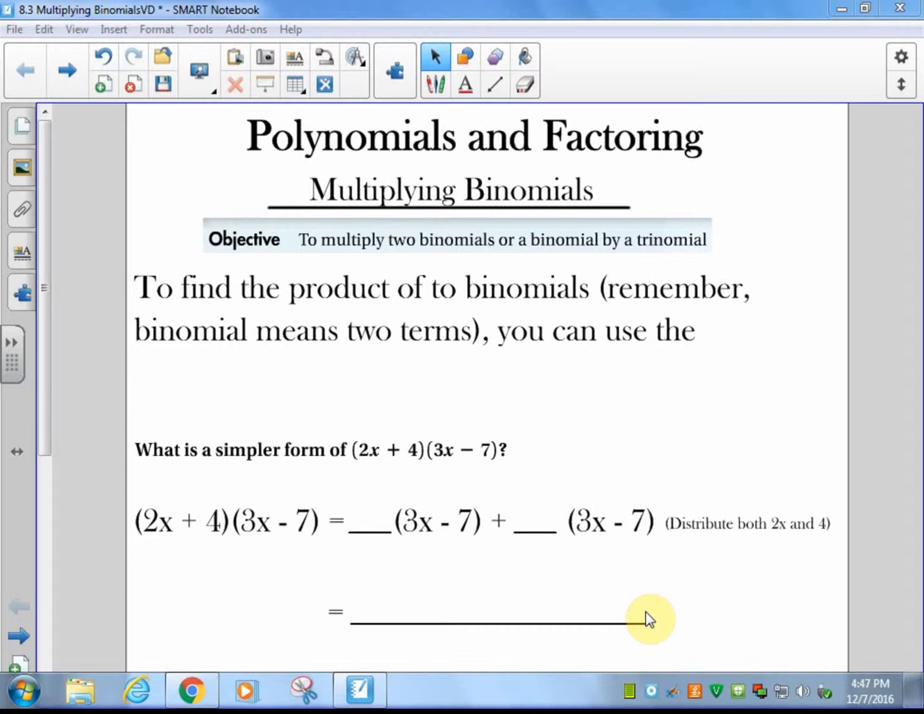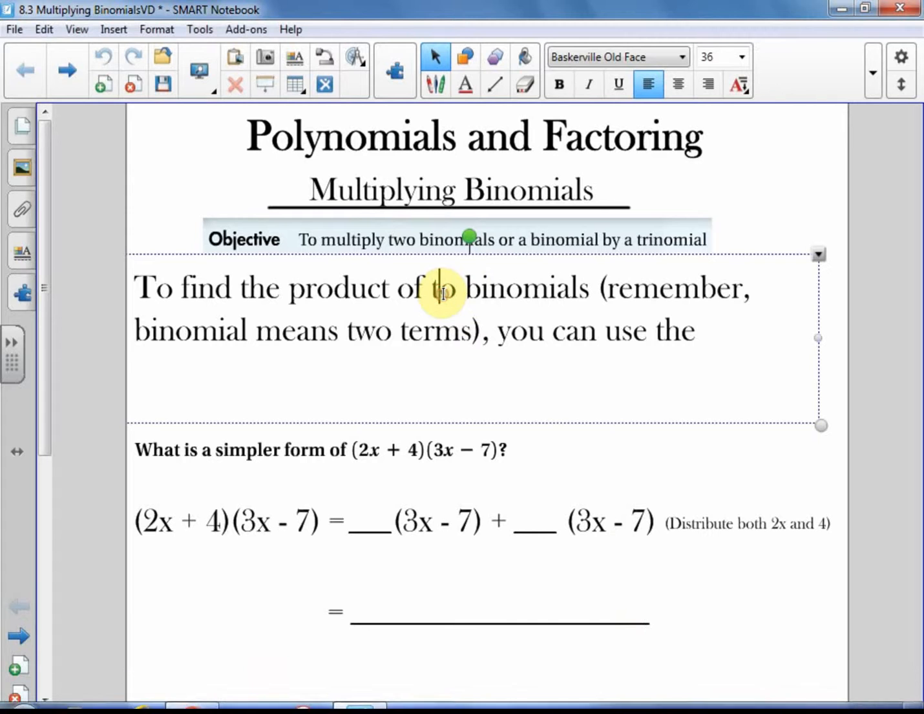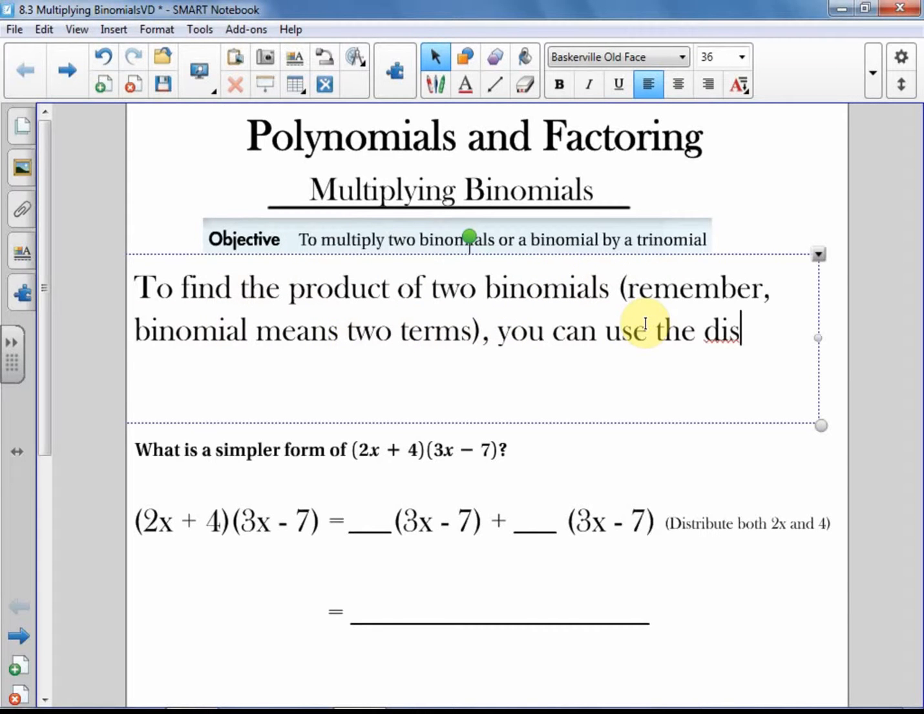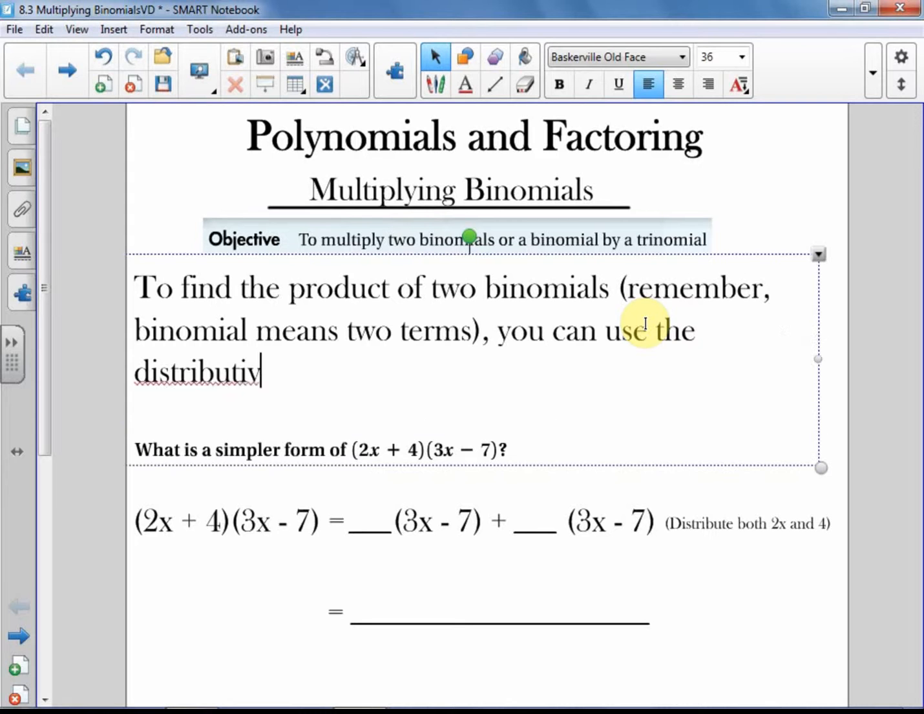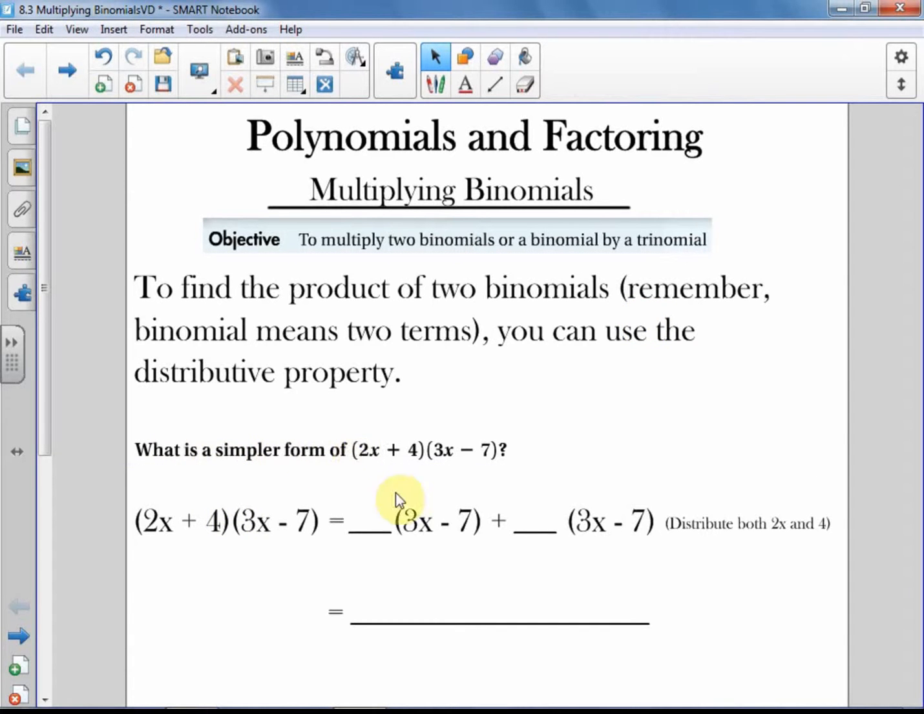So to find the product of two binomials, that should be number 2, my bad. To find the product of two binomials, remember binomial means two terms. You can use the distributive property. Been using that a lot lately. You guys should be pros. So for our first example, what is a simpler form of 2x plus 4 times 3x minus 7?